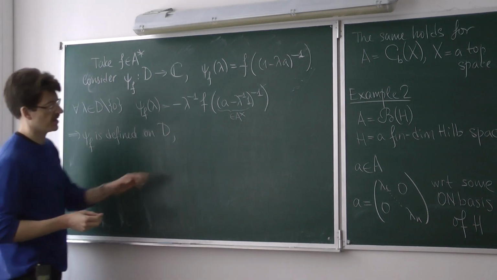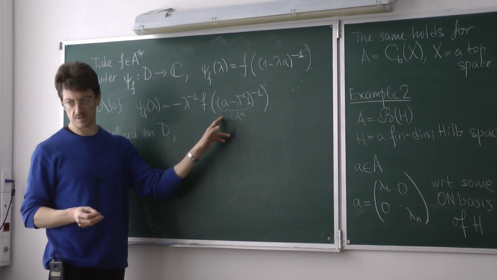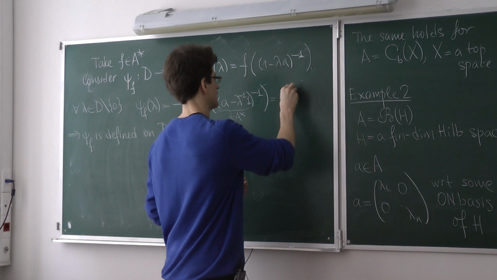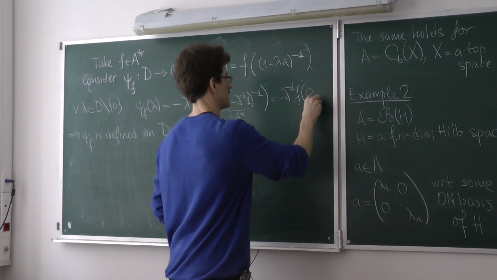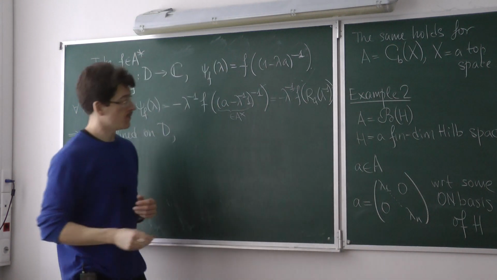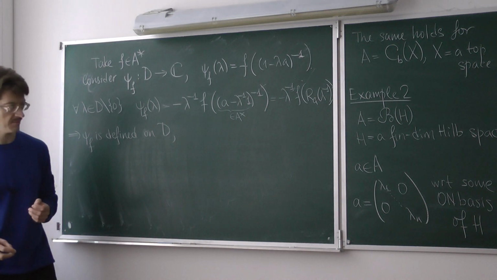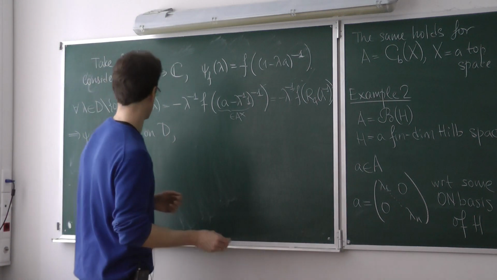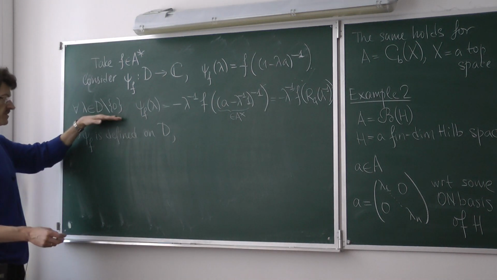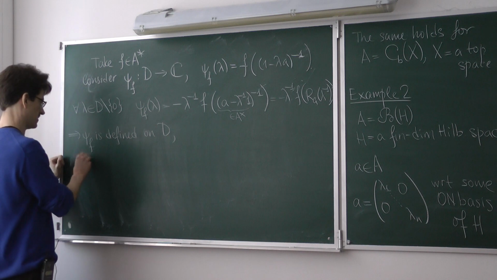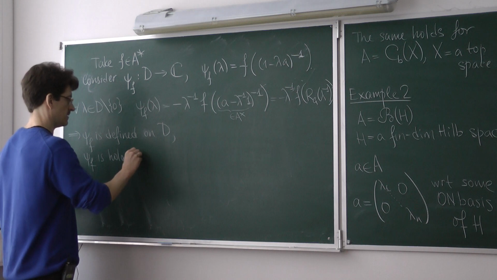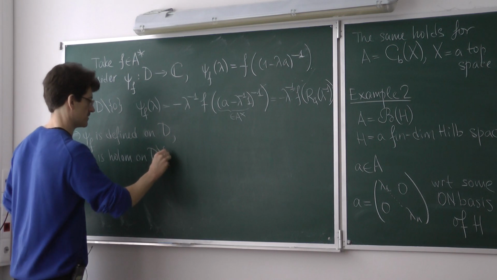Also, we know that, so what is this? This is the resolvent function applied to lambda inverse. And we know that the resolvent function is holomorphic everywhere on the resolvent set. So this implies that our function psi f is holomorphic on the punctured disk, D minus 0.